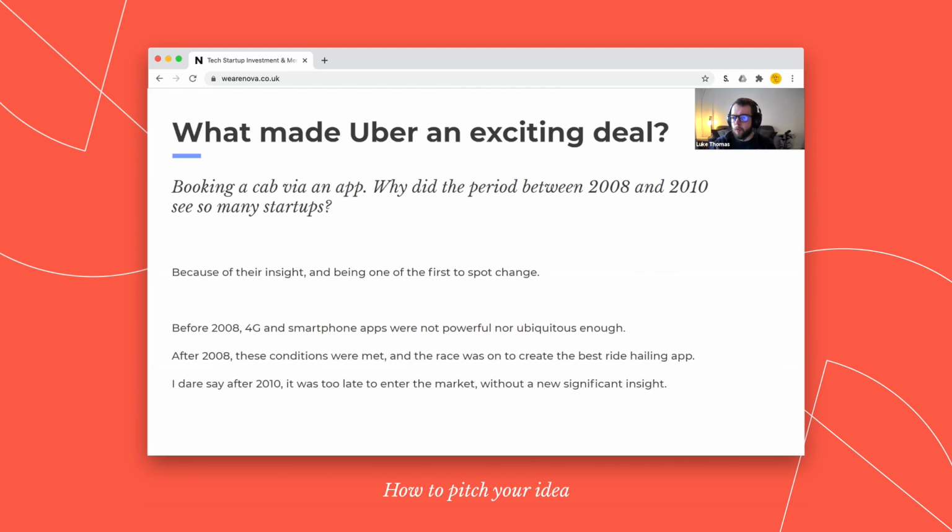So why did we have to wait until 2008 to get Uber? And why, after 2008 and between 2010, did we see lots of ride-hailing apps all start? We saw Ola and many different continents had their own version of Uber that was getting launched. And it's because of the insight. They were one of the first people to spot the change. And this was a technological change. So before 2008, the smartphone apps were not powerful enough to include all of the functionality that Uber wanted.